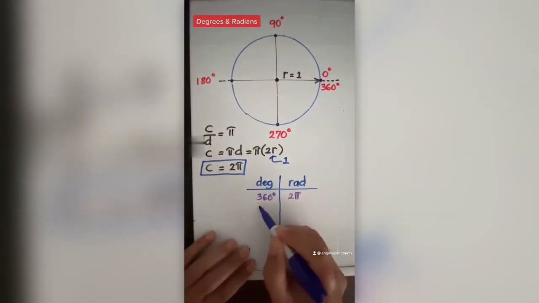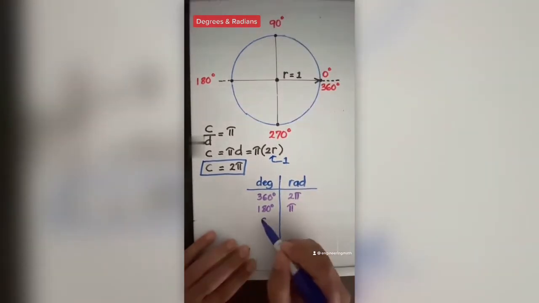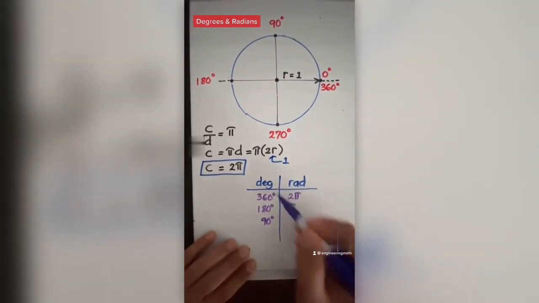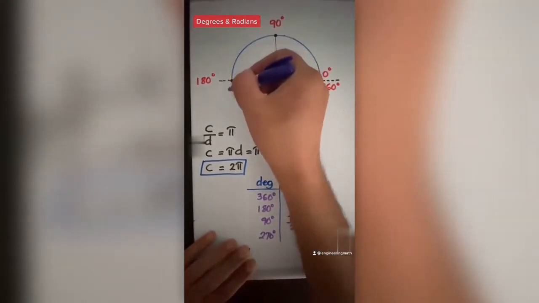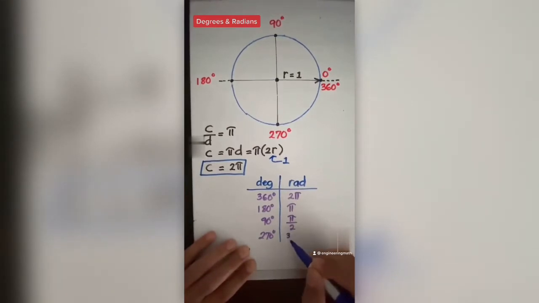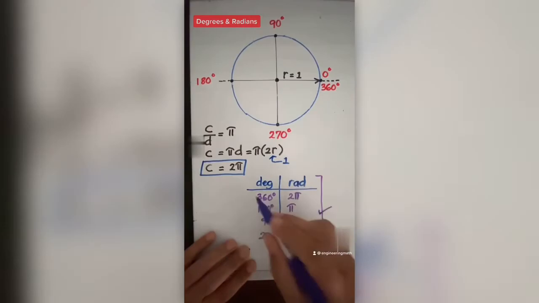For 180 degrees, which is half of a circle, the equivalent is simply divided by 2, and the answer is pi. If I only did 1/4 of the circle, which is 90 degrees, it would be pi divided by 2, so pi halves. Lastly, if you need 3/4 of the circle, you simply need to add pi and 1/2 of pi, which is 3/2 of pi. And this is how you transform degrees to radians.